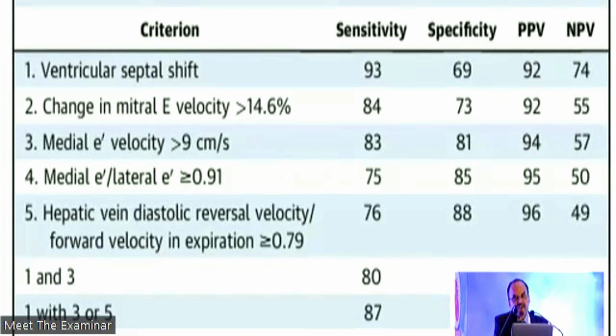So ventricular septal defect, the medial E prime velocity and the medial E prime to lateral E prime velocity ratios, and hepatic vein diastolic reversal velocities and forward velocities. These are important, and the sensitivities, specificities, and positive predictive values are given here.